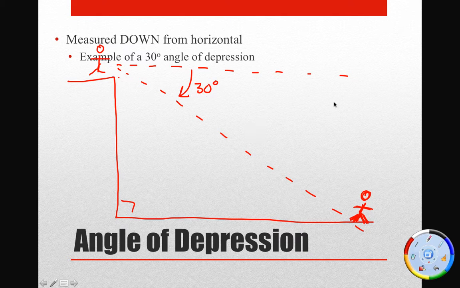We can use this triangle right here. Because this is a vertical cliff and a horizontal line, this angle right here is 90, which means this angle up here inside this triangle is a 60. And you'll see this type of example here soon. All right, so angle of depression is measured down from horizontal.